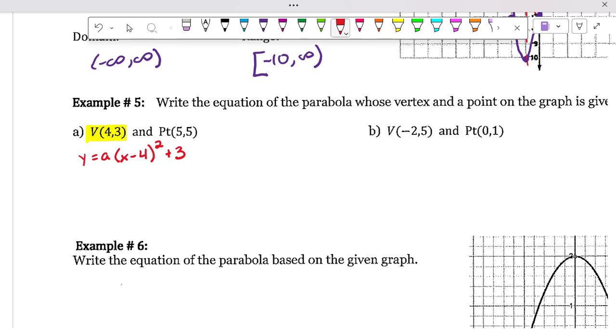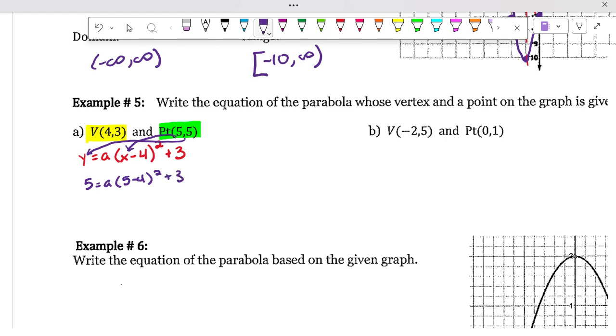Now, to finish it, we're going to use this point to find our A value. How do you think I'm going to do that? Plug it in for x and y and solve for A. So we're going to plug 5 in for x and 5 in for y and then solve for A. So I have 5 is equal to A times 5 minus 4 squared plus 3.